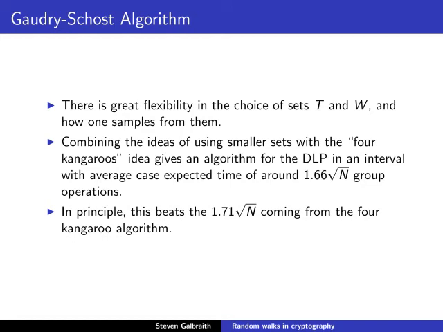But this word "in principle" is because there's not much in it, right? This is a 0.05 difference in the constant, and in fact the kangaroo method is really easy to implement and it does work nicely, and the cockroach method takes a lot of work to get a nice implementation. So in practice I think you would actually use the kangaroo algorithm.